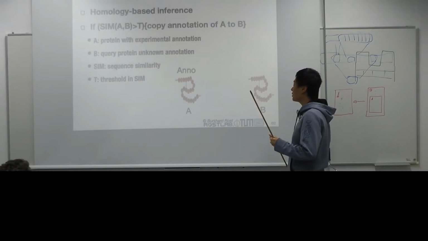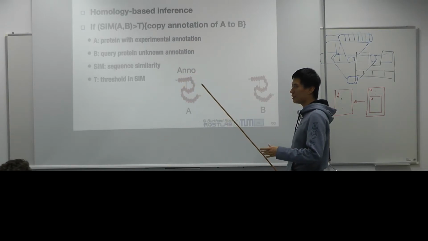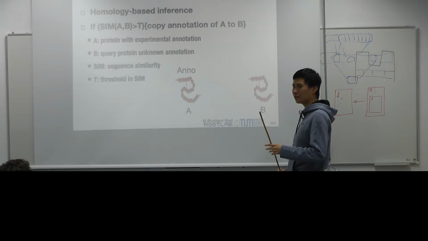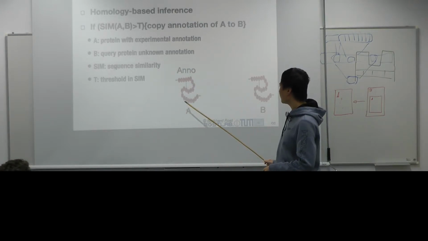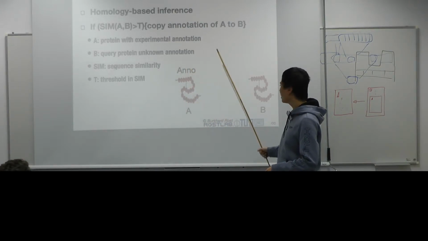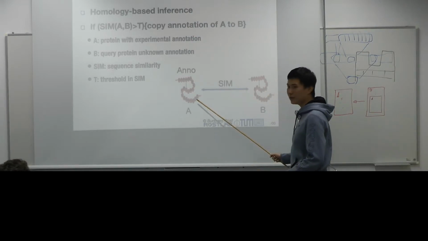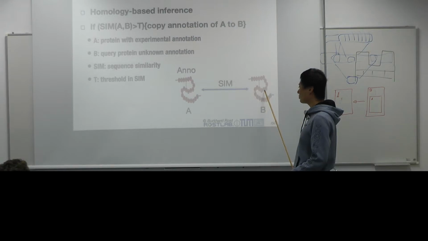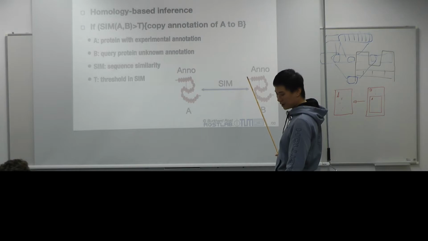I also included homology-based inference in my method because in our lab's previous study on subcellular localization prediction we found that the combination of machine learning and homology-based inference achieved relatively good performance. Homology-based inference means that, for example, you have protein A with an experimental annotation, but the input protein B does not. Then if protein A has a similar sequence to protein B, we can transfer the annotation from A to B.